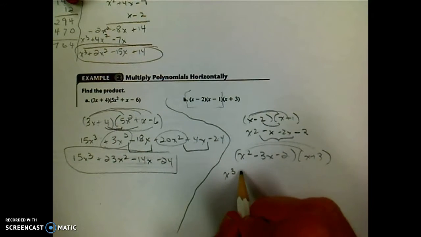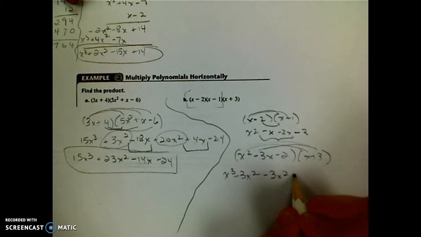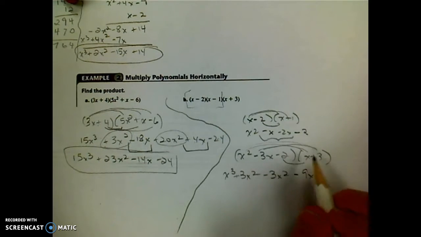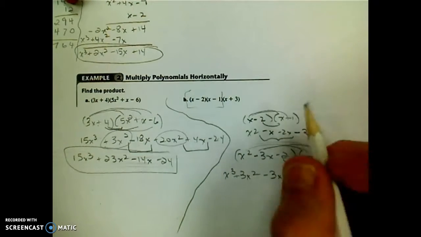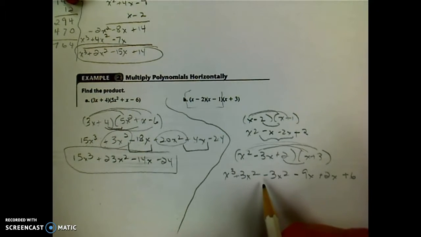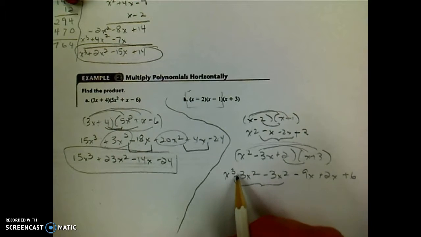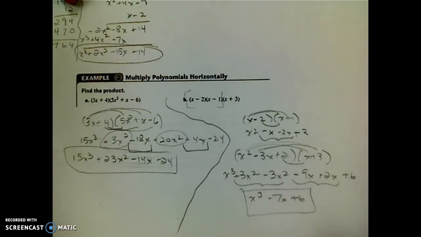x to the third plus 3x squared, minus 3x squared, minus 9x, minus 2x. See, that was a negative 1, so that's plus 2, plus 2. That's a plus 2x. And then plus 6. So here, positive 3x squared, negative 3x squared, those are opposites. They'll sum to 0. x to the third minus 7x plus 6.